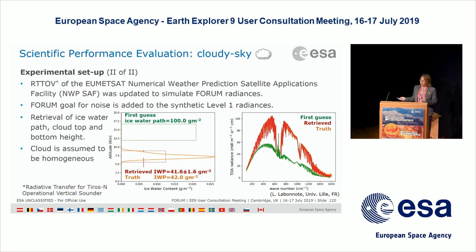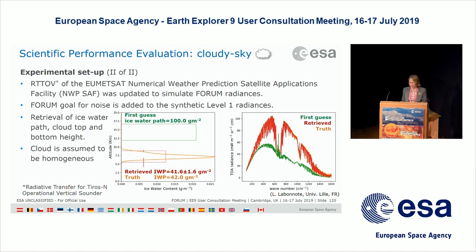So this is here one example where you have the true cloud here in orange. And the first guess is that green box, and it is a box because we assume that the cloud is homogeneous. And at the end of the retrieval, we get this red box, so with the error bars for cloud top and cloud bottom, so these agree very well. And also here the ice water paths of the truth and the retrieved agree well. And so this is here then in radiance space. So the first guess is the green radiances, and then the retrieved one is the red, and the truth is behind it, so you can't see it.